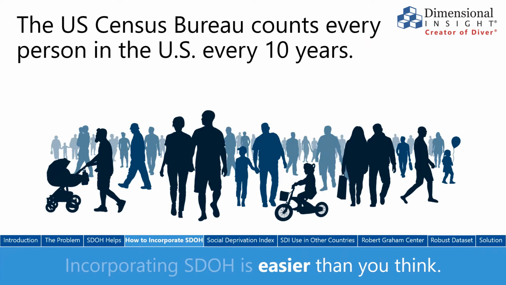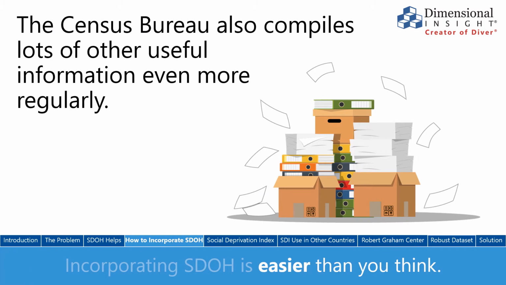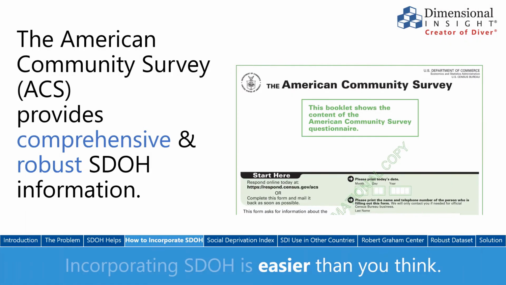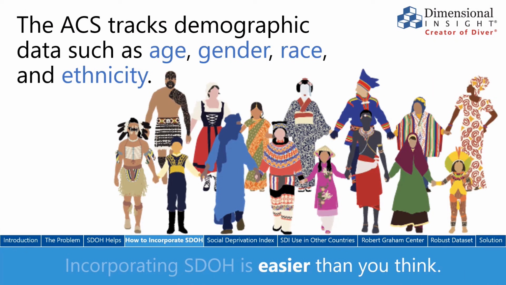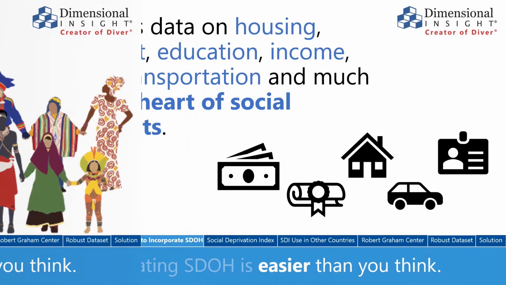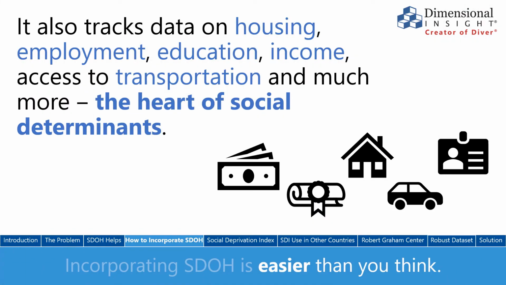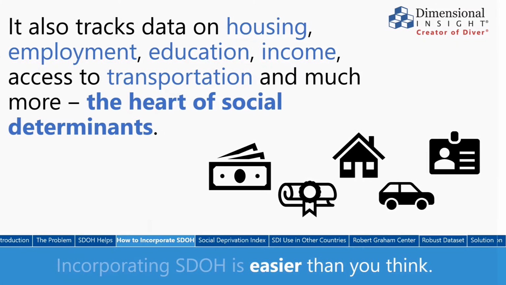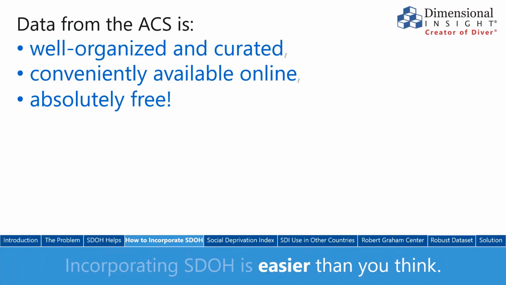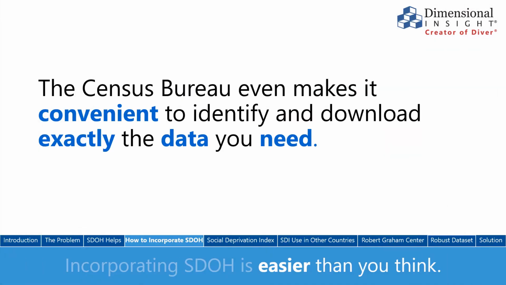The Census Bureau counts every person in the U.S. every 10 years. It also compiles lots of other useful information even more regularly, such as the American Community Survey, which provides comprehensive and robust social determinants information. It tracks demographic data such as age, gender, race, and ethnicity, but also data on housing, employment, education, income, access to transportation, and much more, the heart of social determinants. Data from the ACS is well organized and curated, conveniently available online, and absolutely free. And the Census Bureau even makes it convenient to identify and download exactly the data you need.